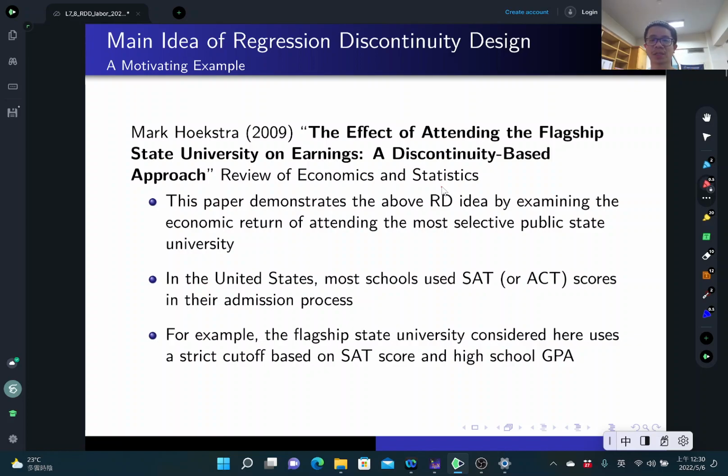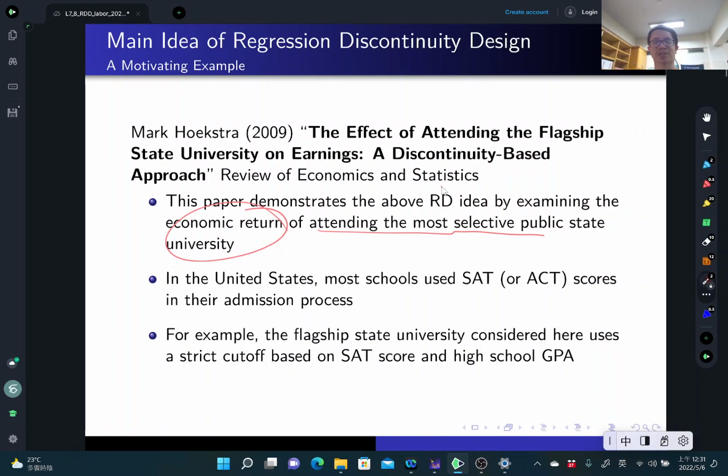Okay, so last time we showed the RD idea by showing you a hypothetical example, where we want to know the effect of NTU on your earnings in the future. In this video, I will give you more examples, and one example that really demonstrates the above idea examines the economic returns of attending the most selective public state university on graduates' earnings.